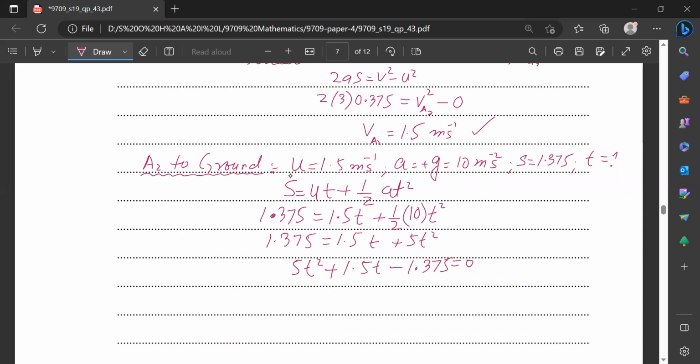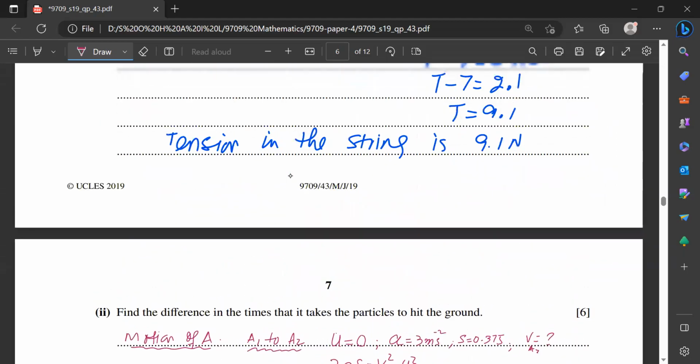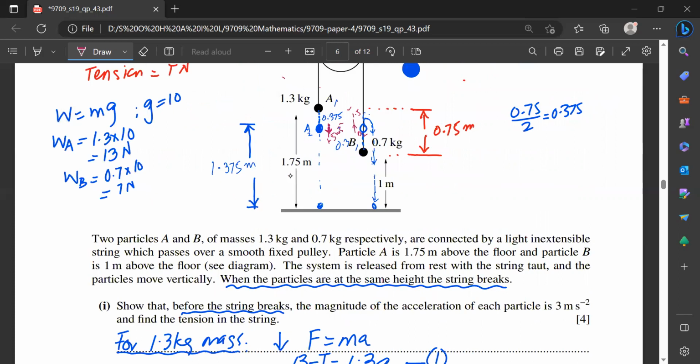So when you solve this quadratic equation, TA, the time taken by A to move from A to the ground, is 0.395 seconds. The other value of T is negative, so just ignore it because time cannot be negative. So this is how you can find the time. This is the time taken by the particle A to reach the ground after the string breaks. The string breaks when they are at the same height.